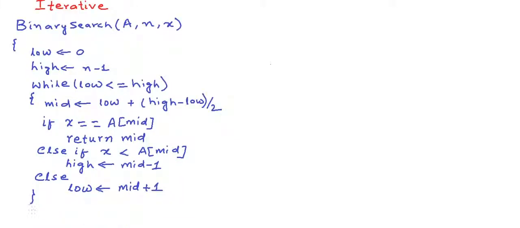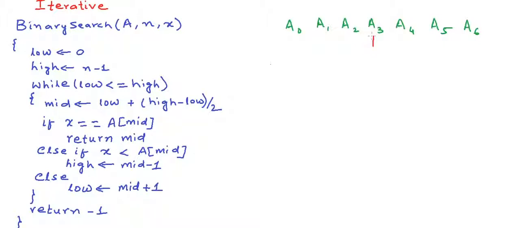And if we come out of this while loop without finding anything, we return minus 1 to say that x does not exist in the array A. What we are essentially doing here is that if we have an array in which elements are in increasing order, then we first compare x with the middle element, and if x is equal to the middle element, it's fine. If x is less than the middle element, it must exist before this element in this highlighted section, and if x is greater, it must exist after the middle element in this particular highlighted section.